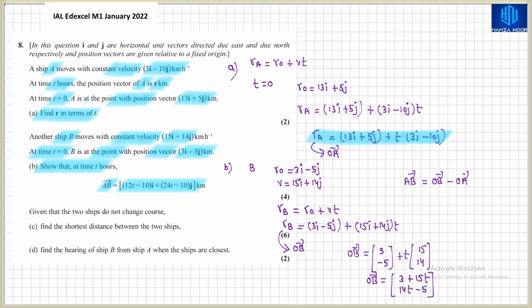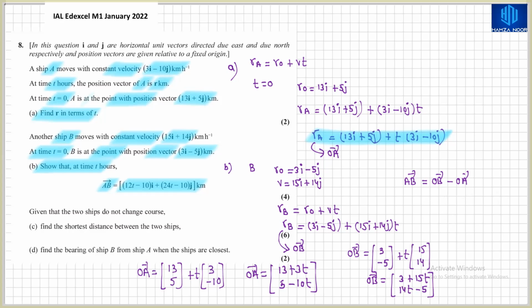And in this way, I'm going to find the OA vector as well. For the OA vector, I'm doing the working over here. So OA is equal to (13, 5) plus t times (3, minus 10). All right, so I can say that the OA vector is equal to 13 plus 3t, and the j component is 5 minus 10t. So now we are going to find the AB vector.